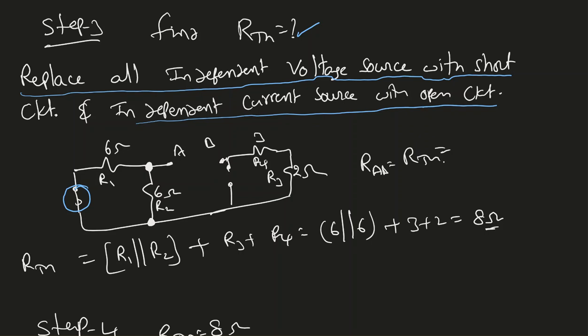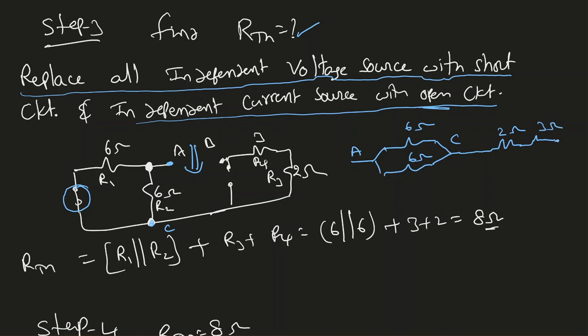So an independent current source we always replace with an open circuit, and an independent voltage source we always replace with a short circuit. Now we're finding the resistance between the AB terminals here. So start walking from A and reach B. RAB: start walking from A, here is my A, and then it splits into 2 parallel paths, 6 ohm and 6 ohm, those two join right there at point C, and then it goes through 2 ohm and 3 ohm, and then you reach B.